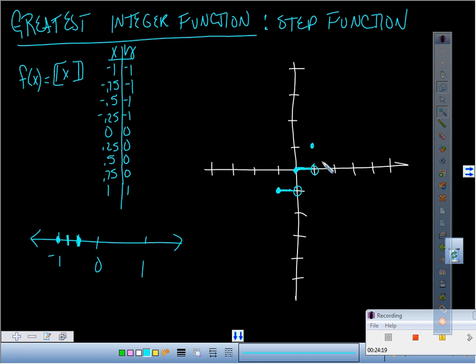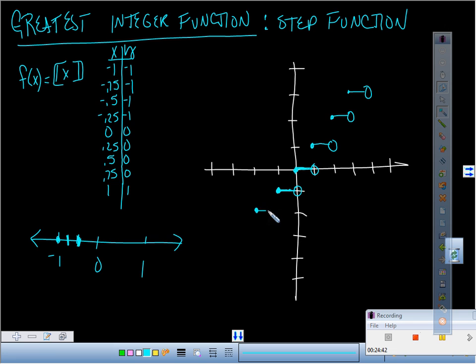I'll show you tomorrow. Okay? Now, do you see the pattern? What's he going to do? Stay 1 until what? You get to 2, and then he jumps up to 2. And he's going to stay 2 until you get to 3, and then he jumps up to 3. And now do you see why they call it a step function?